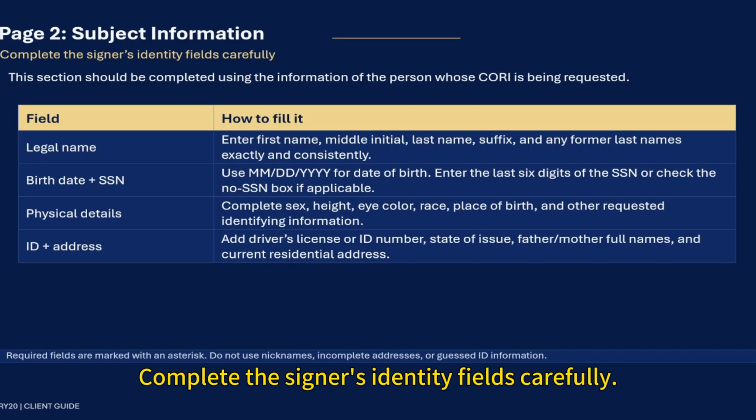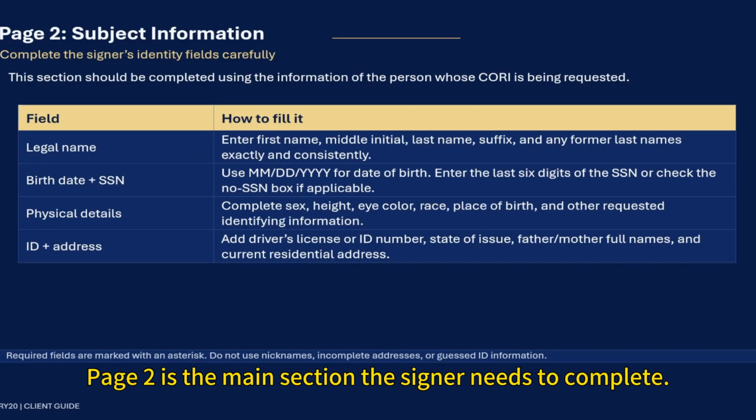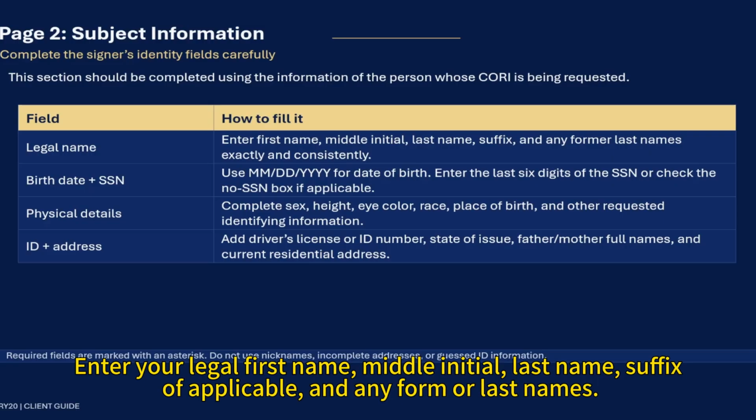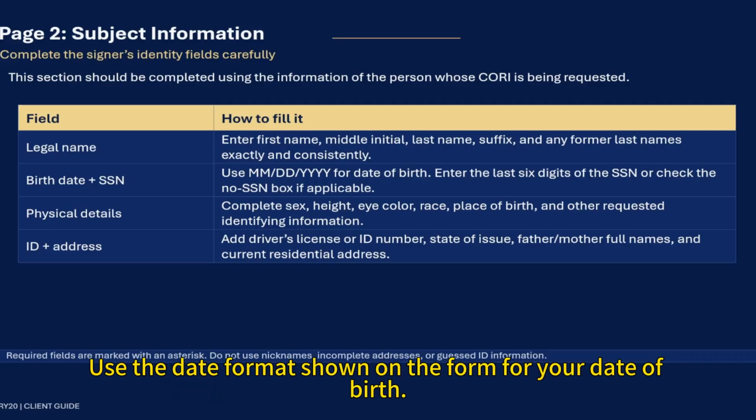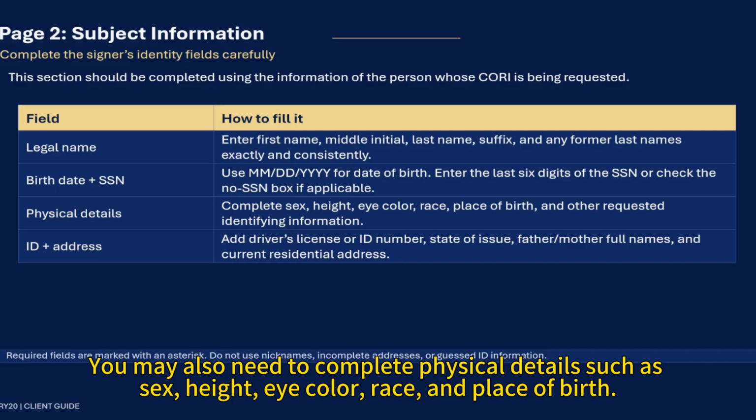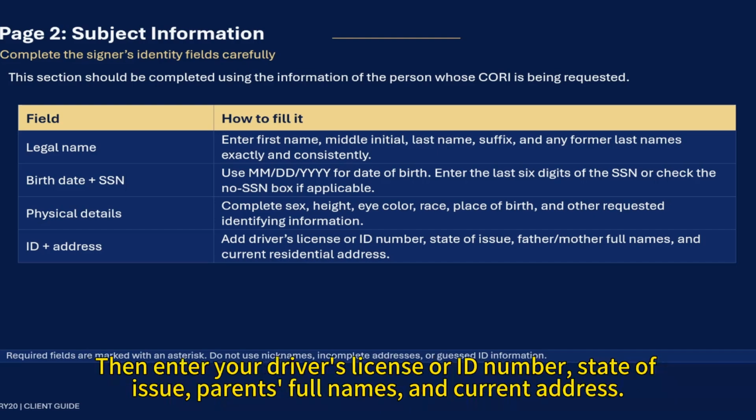Complete the signer's identity fields carefully. Page 2 is the main section the signer needs to complete. This section should be filled out using the information of the person whose CORI is being requested. Enter your legal first name, middle initial, last name, suffix if applicable, and any former last names. Use the date format shown on the form for your date of birth. Then complete the last 6 digits of your Social Security number, or check the No Social Security Number box if that applies. You may also need to complete physical details, such as sex, height, eye color, race, and place of birth. Then enter your driver's license or ID number, state of issue, parents' full names, and current address.